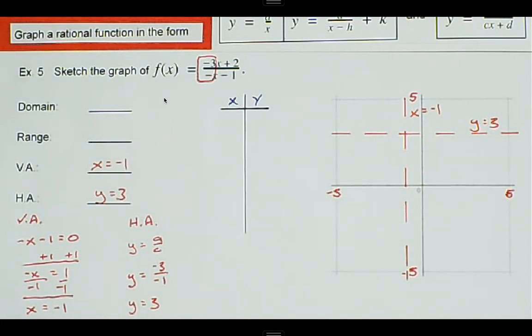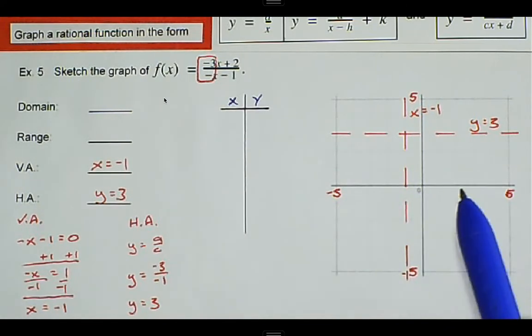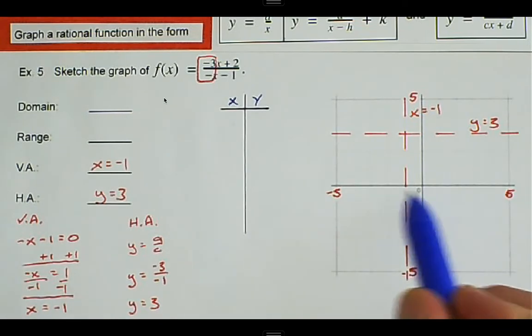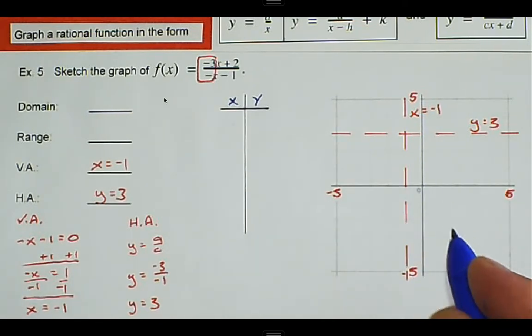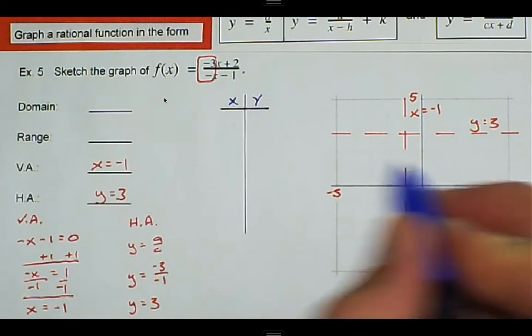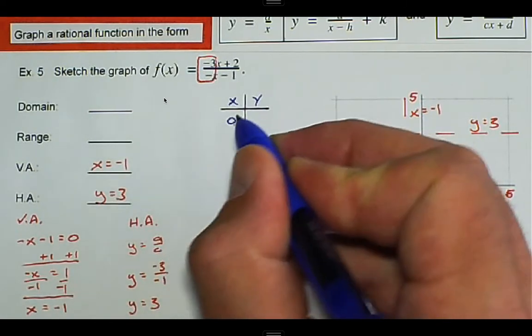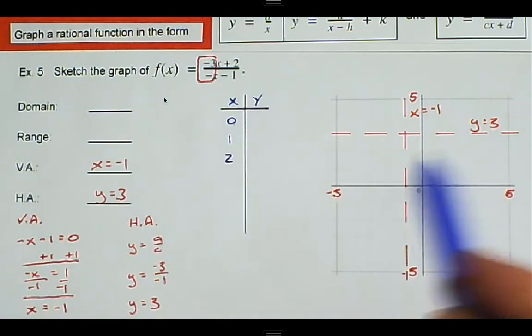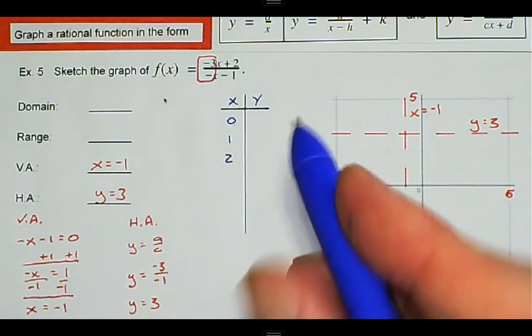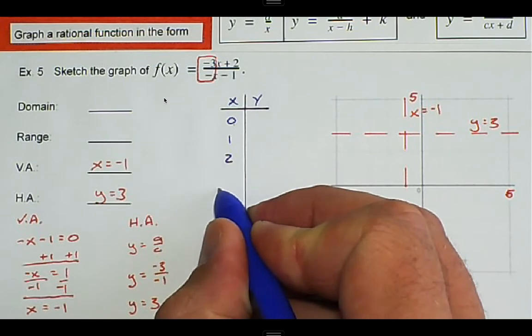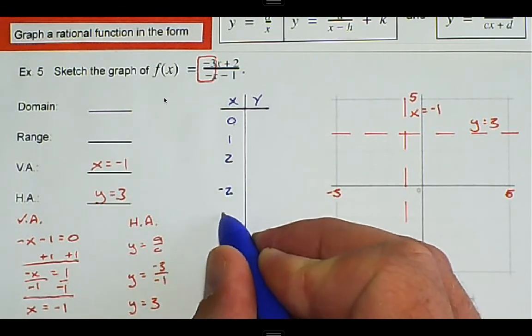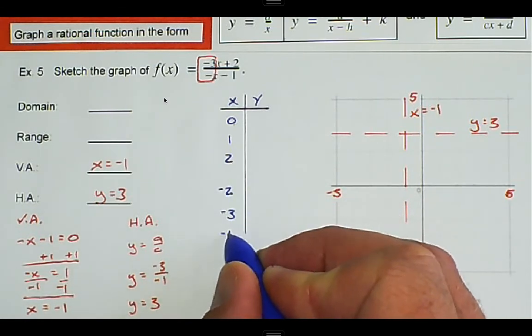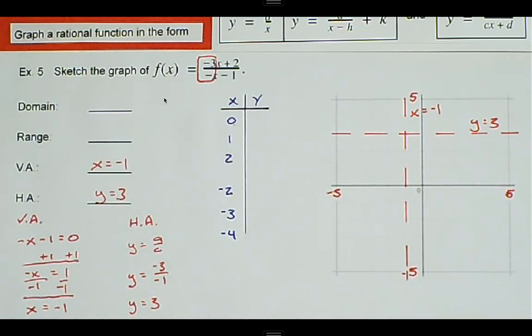Next we want to pick a few points that we can use. We want to be on either side of the vertical asymptote. So we can pick 0, 1, and 2, which will be to the right, and then we can pick negative 2, negative 3, and negative 4, which will be to the left.